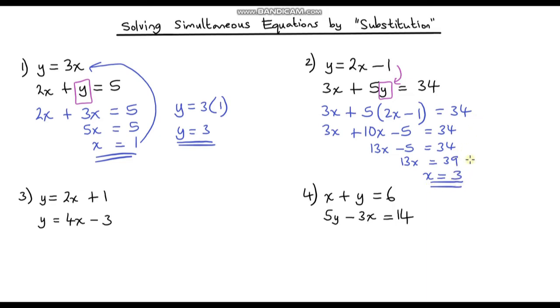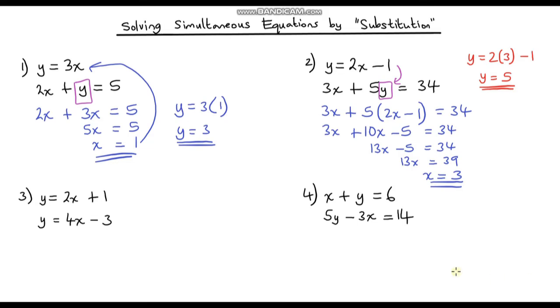Now let's substitute that into our first equation. So we've got y is equal to 2 times x minus 1. Well, we know x is 3, so it's going to be 2 times 3 minus 1. So 2 times 3 is 6. 6 minus 1 is 5. So when x equals 3, y equals 5.